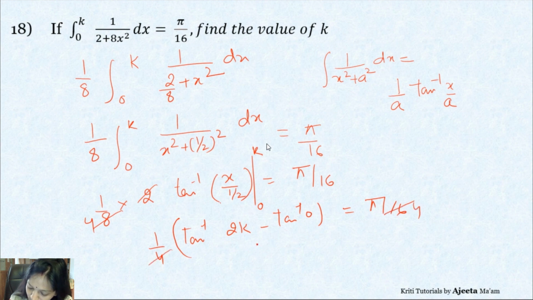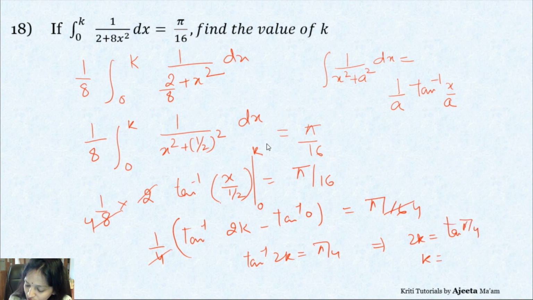So 4 and 16, 4. So tan inverse 0 is 0. So you get tan inverse 2k is pi by 4. So 2k is tan pi by 4, which we know is 1. So now you get the value of k, right? So what will be the value of k? It will be 1 by 2. So that will be your final answer, right? So this is how we find the missing value of the limits. Again, these questions are important for MCQs also. So you can directly do these questions, first integrate it and then substitute it.